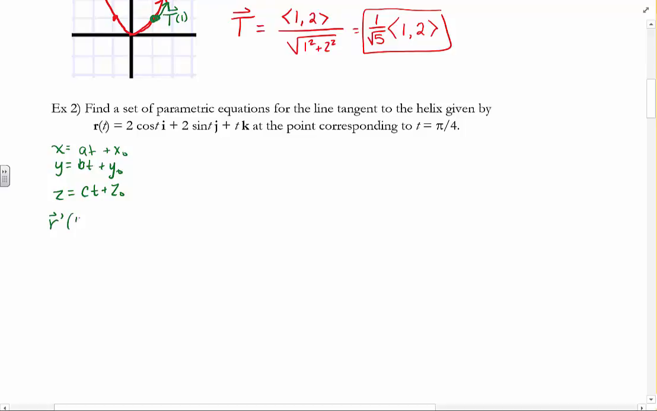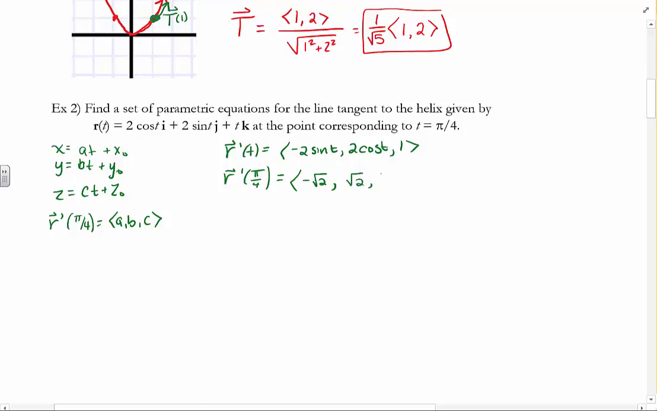So r prime of pi over 4 is going to give me the a and the b and the c that I need. Okay? So again, your derivative kind of gives you your slope, and instead of slope, it's just coefficients for t. So r prime is what? Negative 2 sine t, 2 cosine t, and 1. R prime of pi over 4 is negative 2 times the sine of pi over 4, which is going to be negative root 2, 2 times the cosine of pi over 4 is just going to be root 2, and 1.